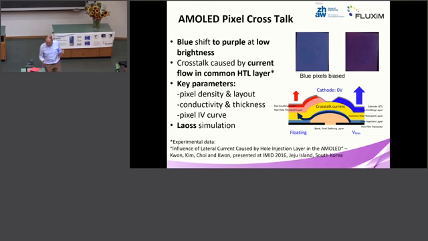And so what are the critical parameters? Of course, the geometry parameters, density and the layout. Then we need to know the conductivity of these common layers, and we need to feed in for each pixel, red, green, blue, a current density and luminance curve versus voltage. And that's what we did.